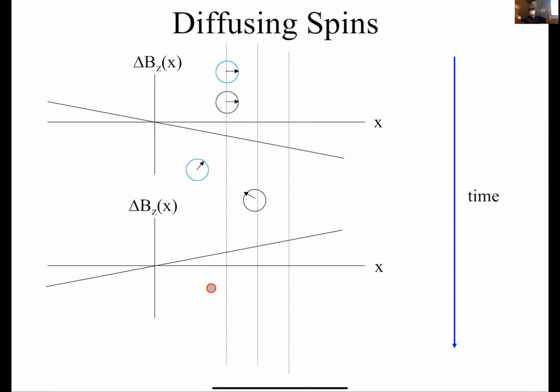But if they're moving around, now they're actually experiencing different gradients, different fields. And so at the end of the experiment, they've each acquired some net phase. And because it's random, each of them has acquired a slightly different net phase, right? So now when I add them up, the signal is going to be much decreased. Now imagine millions of spins doing this. The more they diffuse around, or the longer I wait, the more they're going to get out of phase, and the more the signal is going to go down. So it turns out diffusion MRI is very sensitive to diffusion.